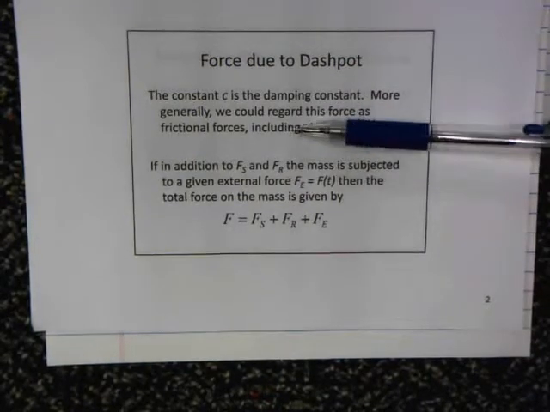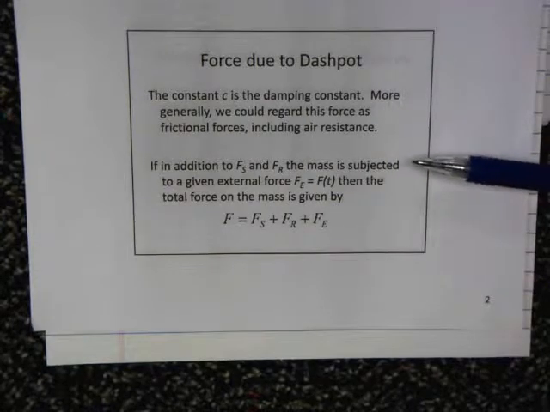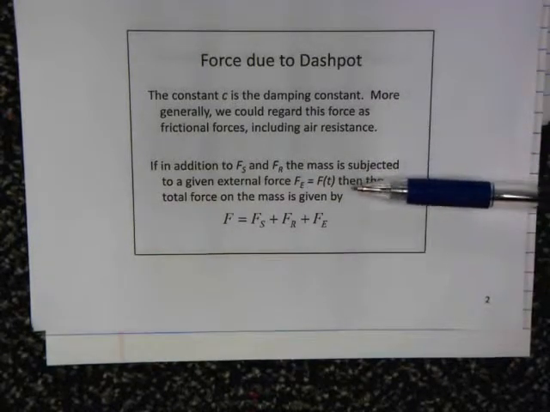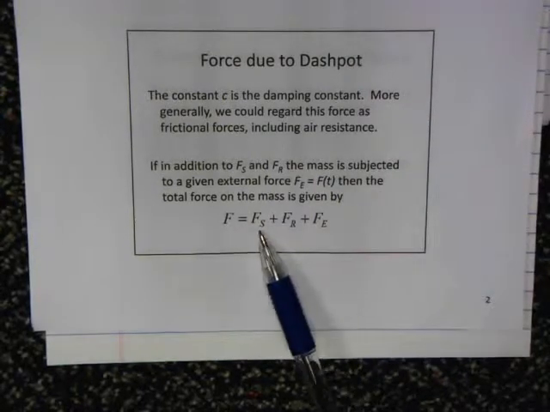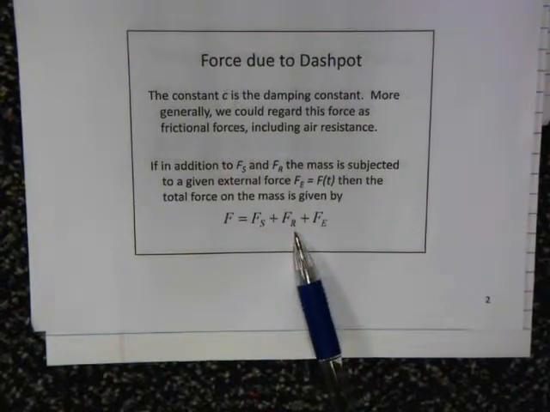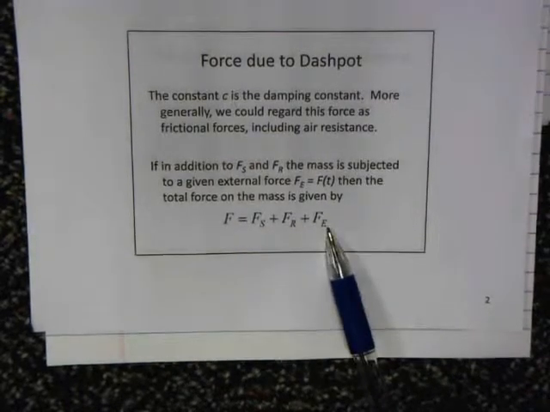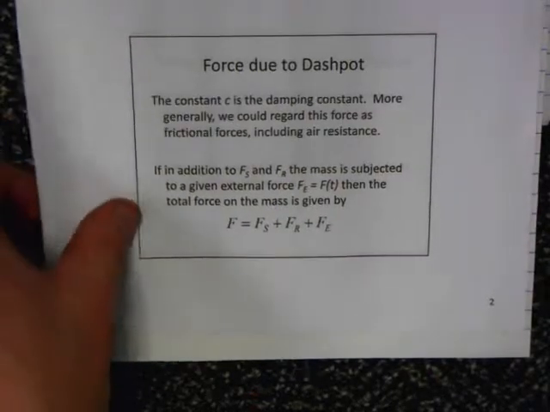If, in addition to F sub s and F sub r, the mass is subjected to a given external force, F sub e, then the total force on the mass is given by F sub s, which is the spring force, the resistance force, and the external force. So we add all of our forces together. All right, so we're almost ready for a differential equation. Here it comes.